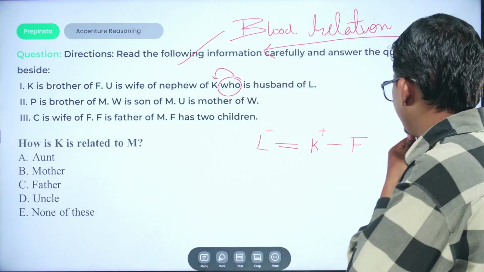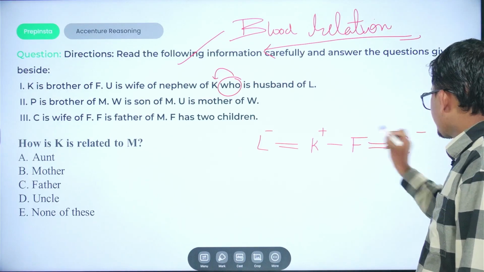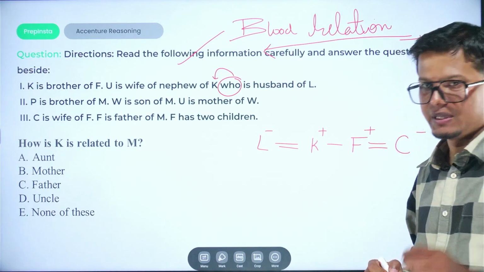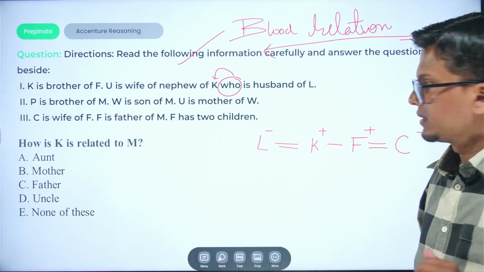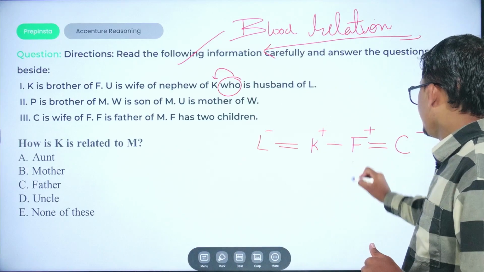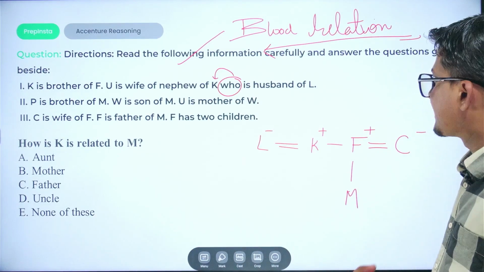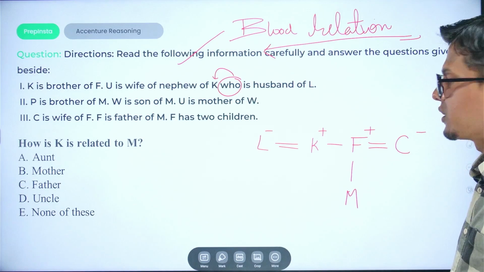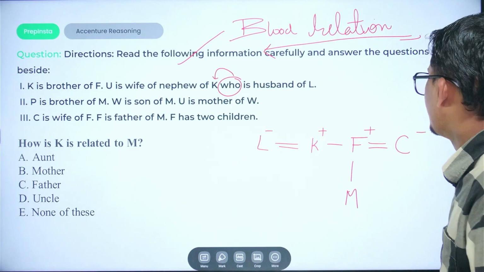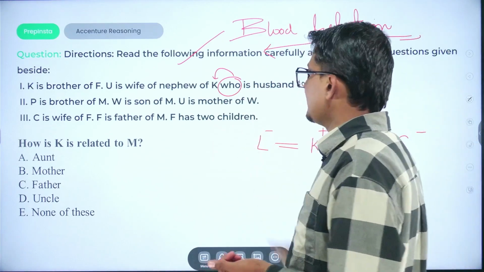C is wife of F. So here we can deduce that C is the wife, so F will become the husband. That means C and F are couples. F is father of M. That means M would be either son or daughter. We are not sure about the gender, right? But we are sure that F is father of M. F has 2 children. Okay.